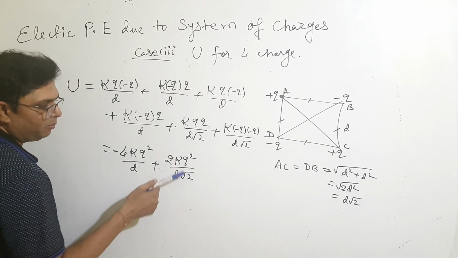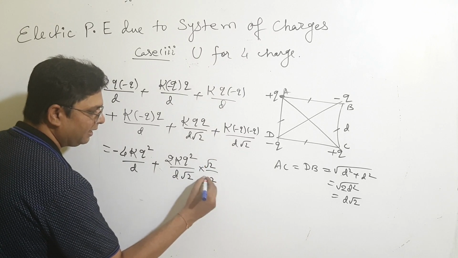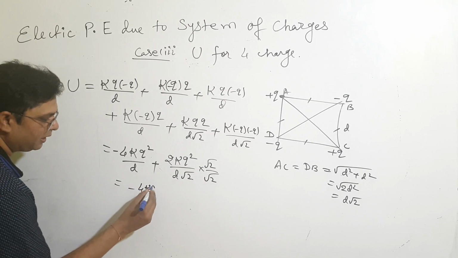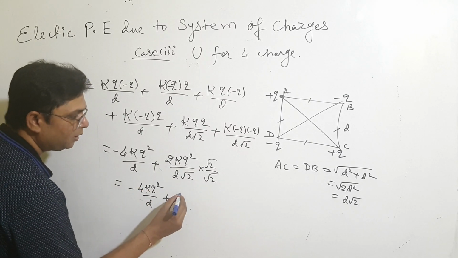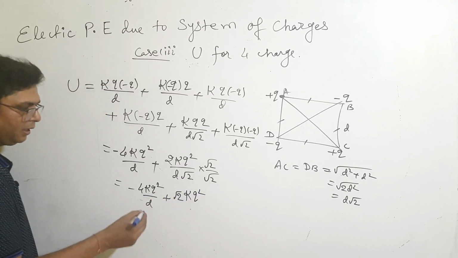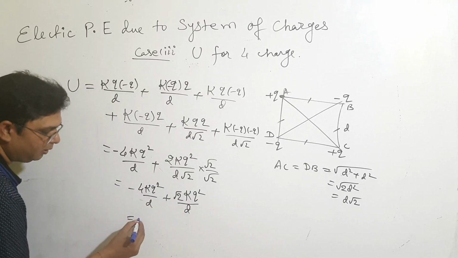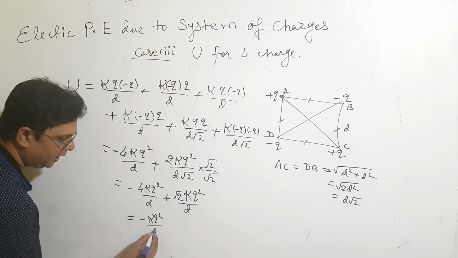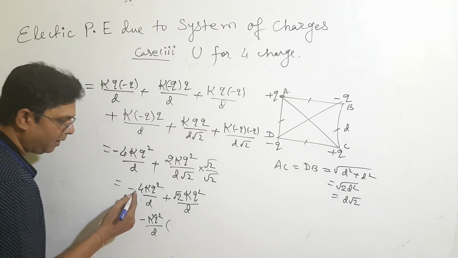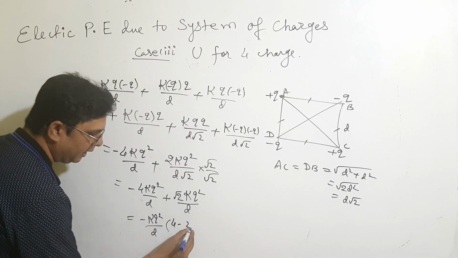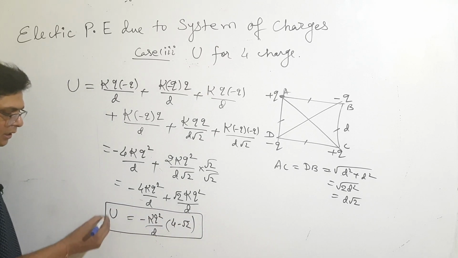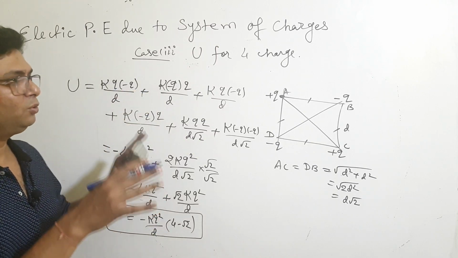So we rationalize this by root 2. Right here root 2, right here root 2. This root 2 will cancel out. So we have minus 4K Q square upon D plus root 2 K Q square by D. Take the terms common, minus K Q square upon D. So we have 4 minus root 2. This is equal to potential energy U. This is the potential energy in bringing these 4 charges to this point.